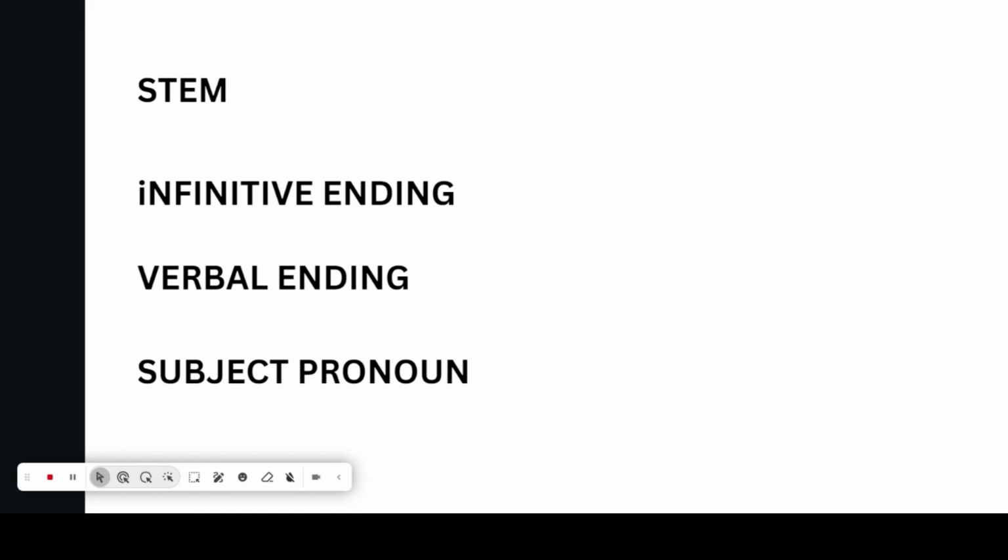And we have verbal endings. These are different endings that we add based on the subject pronoun that we're using. And of course, the subject or subject pronoun is basically the object, the person, the thing that is doing the action that we want to conjugate based on who is doing that action.